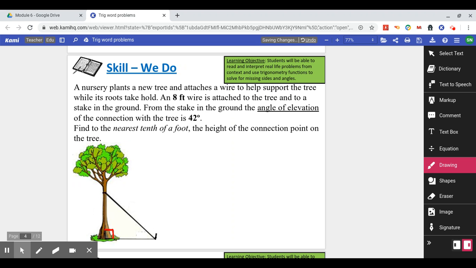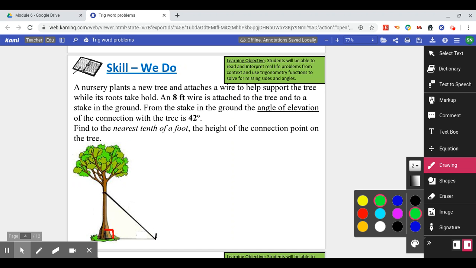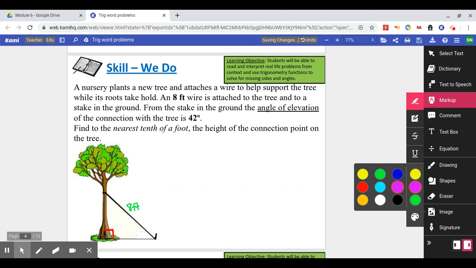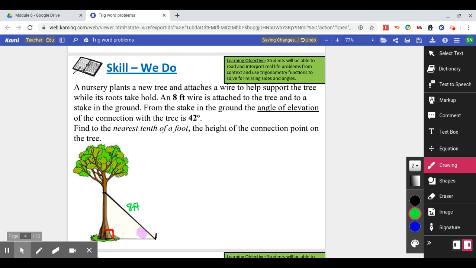They tell us that there's an 8-foot wire. I'm going to label that wire as 8 feet. And it is attached to the stake on the ground. From the stake on the ground, we have an angle of elevation. So angle of elevation means we are going to be raising the line of sight. That means it's going to be right here at the bottom. They tell us that that angle of elevation is 42 degrees. I'm getting the number from right there.